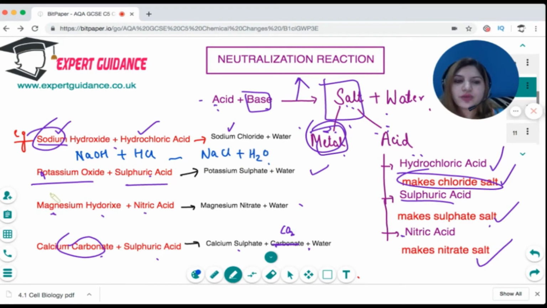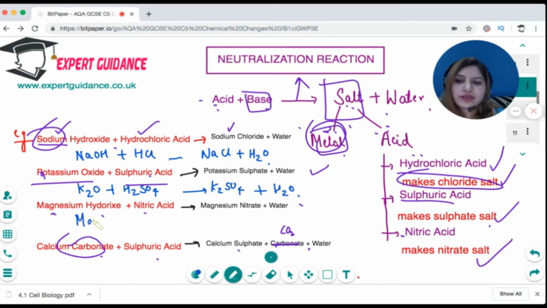Potassium is in group 1. Oxygen has a charge of 2 minus. So the formula would be K2O plus sulfuric acid, and it will form potassium sulfate, which is K2SO4, because sulfate has a charge of 2 minus and potassium has 1 plus, plus water.